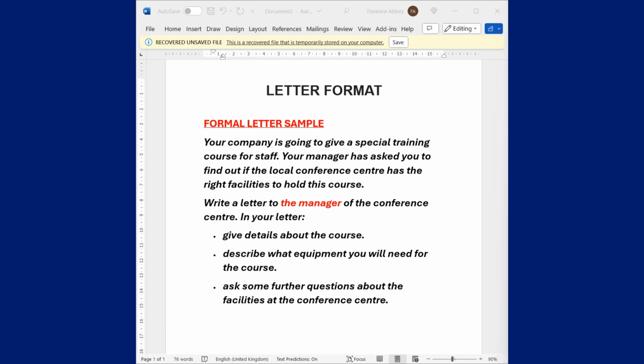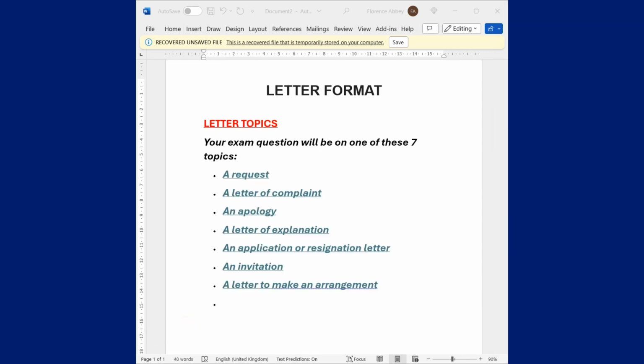All right, let's revisit the question types or the letter topics that we have stated already. On the day of your exam, you will get one of these question types, and there are 7 of them. So we have a letter of request, a letter of complaint, a letter of apology, a letter of explanation, a letter for application or resignation, a letter for an invitation, and a letter to make an arrangement.